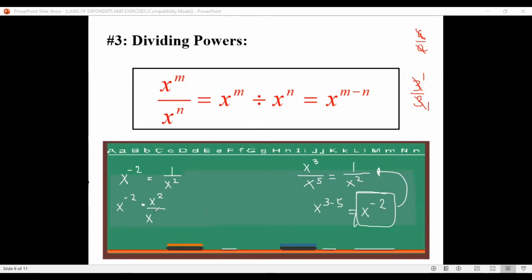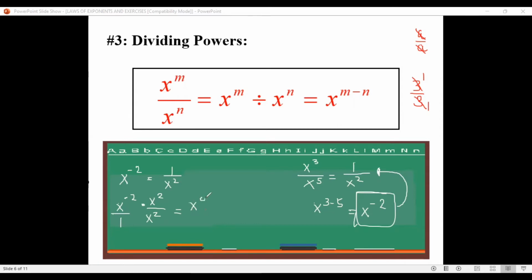If I do that, I will not be changing the value because x raised to 2 over x raised to 2 is equal to 1 also. So if I do this, x raised to negative 2 multiplied by x raised to the second power will simply be x raised to 0.